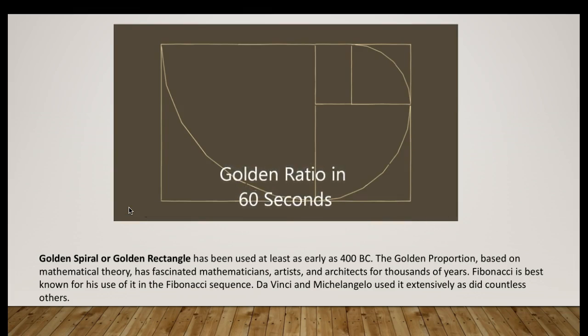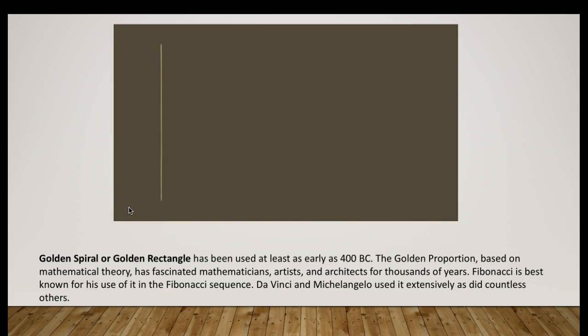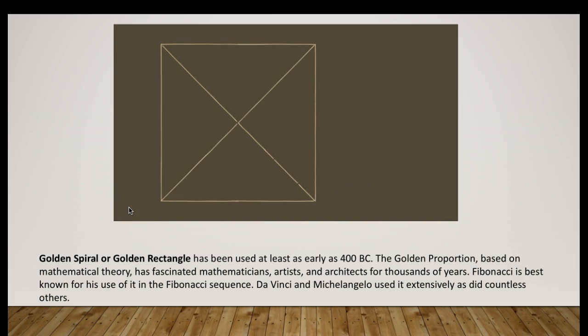The golden spiral or golden rectangle has been used at least as early as 400 BC. The golden proportion based on mathematical theory has fascinated mathematicians, artists, and architects for thousands of years. Fibonacci is best known for his use of it in the Fibonacci sequence. Da Vinci and Michelangelo used it extensively, as did countless others.